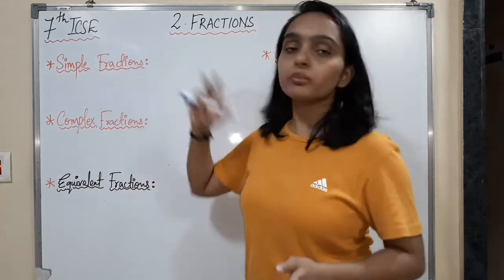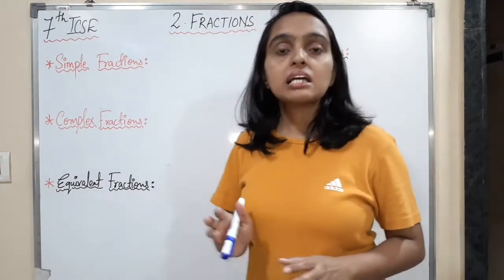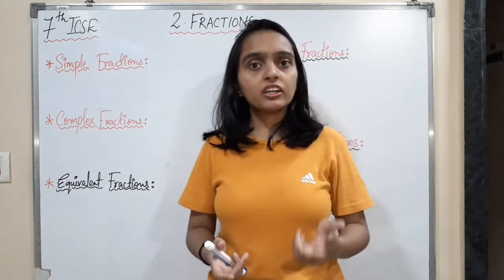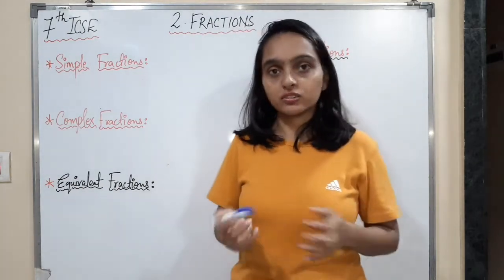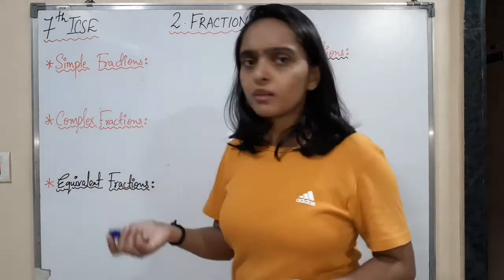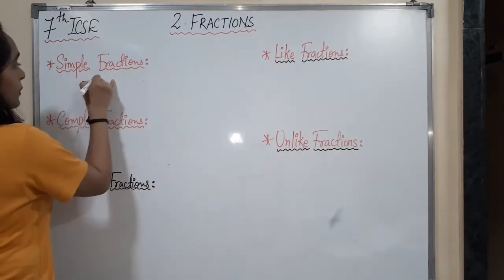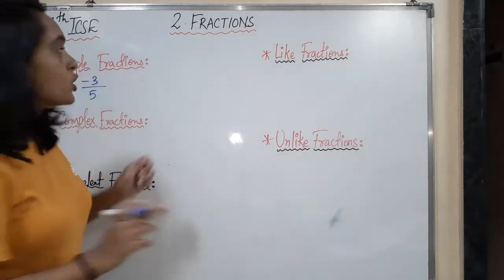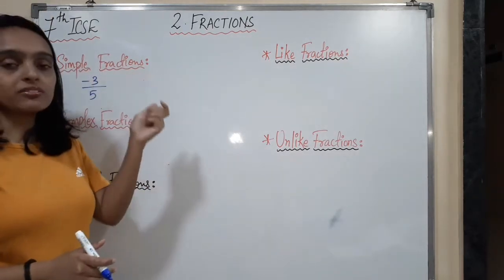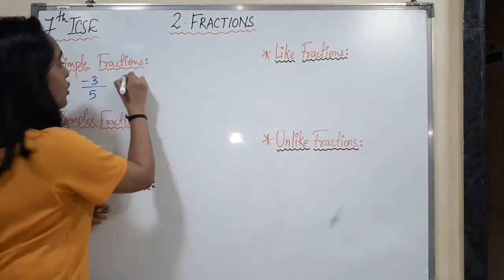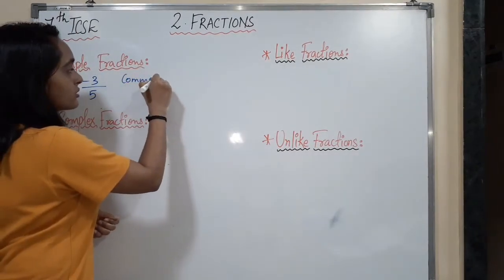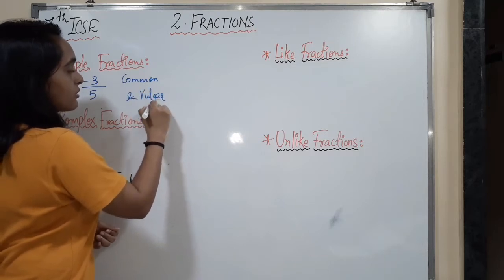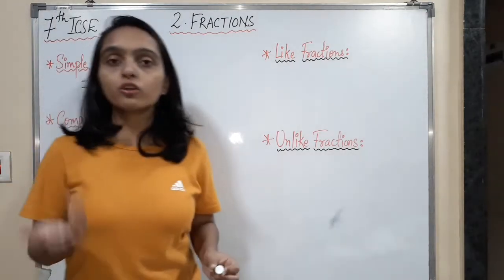Here we will study some more types of fractions. The first type is simple fractions. What are simple fractions? Simple fractions are just the fractions where the numerator and denominator both are integers. For example, if I have minus 3 upon 5, here minus 3 and 5 both are integers, so it is termed as a simple fraction. Simple fractions are also called common fractions and vulgar fractions.